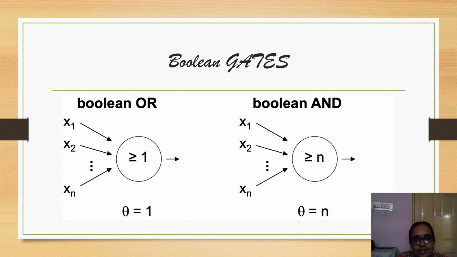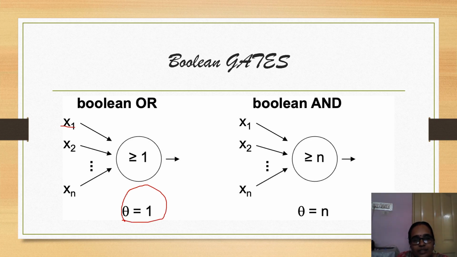Next, we'll see Boolean gates. As the basic McCulloch-Pitts neurons have binary inputs and binary output, they can easily be used for designing basic Boolean gates. We will see the simple Boolean OR and simple Boolean AND. As per the truth table of OR, if any input is 1, the answer will be 1. So theta can be designed as 1.